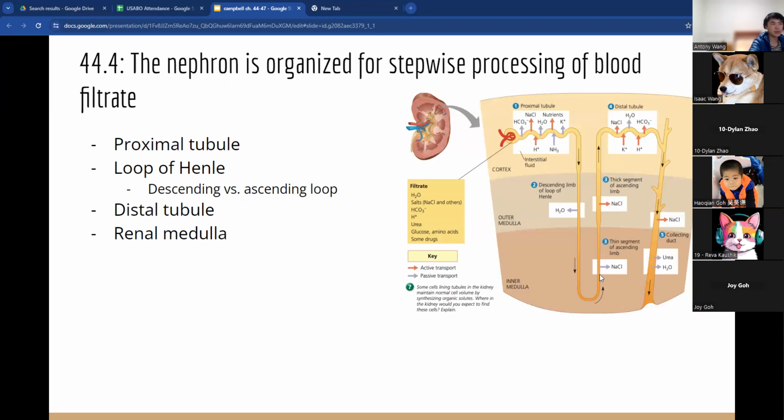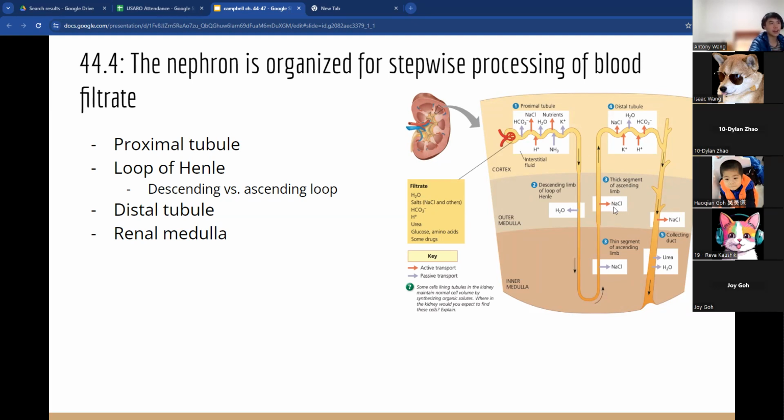where as it goes up, now it's less concentrated than the outside. And through ion channels, salt will leave the inside. But as it's moving up, even though it's losing salt and becoming less concentrated, the outside is also becoming less concentrated. So the salt will keep leaving, until it gets to a certain point where the salt won't leave passively, and you have to pump salt outwards. And that's what the ascending limb does. So the ascending limb will pump out salt to maintain this gradient.